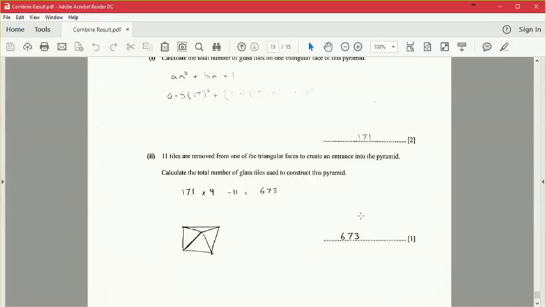Then the last question in this paper, he says 11 tiles are removed from one of the triangular faces. 11 tiles were removed to create an entrance into the pyramid. Calculate the total number of glass tiles used to construct this pyramid. So if I have 4 sides, how many tiles in 4 sides? It's 171 times 4, and we will remove 11 tiles from it to get 673 tiles.